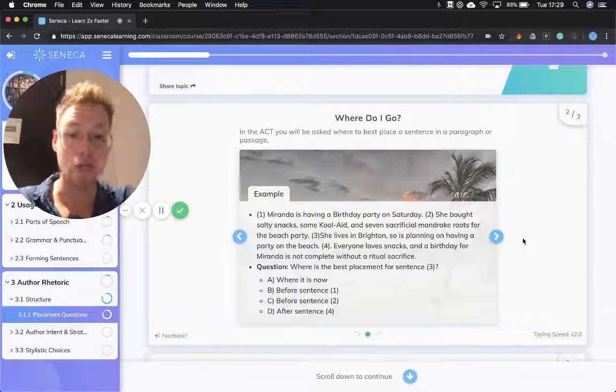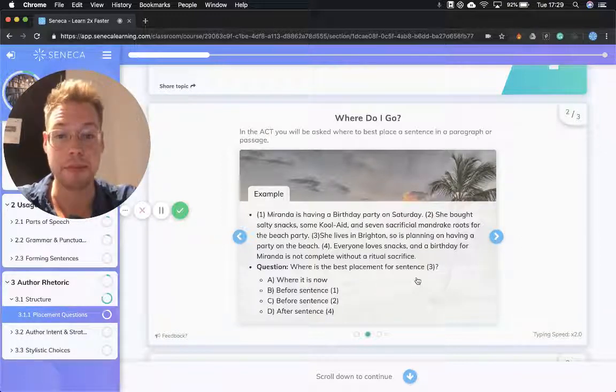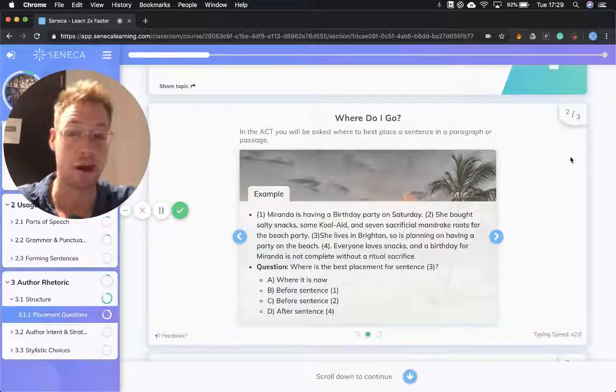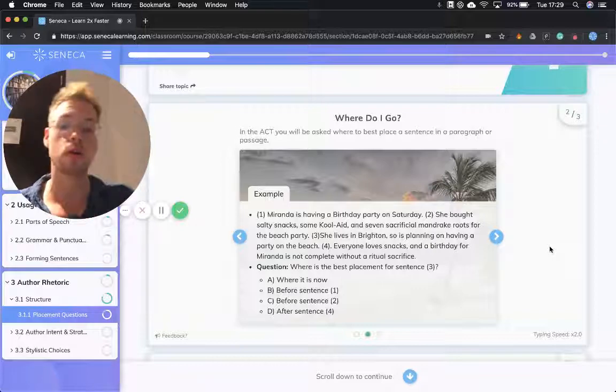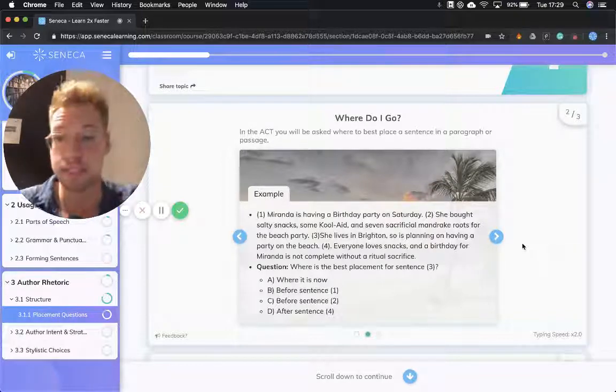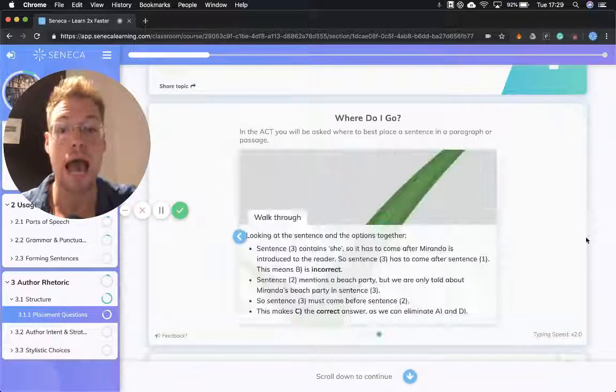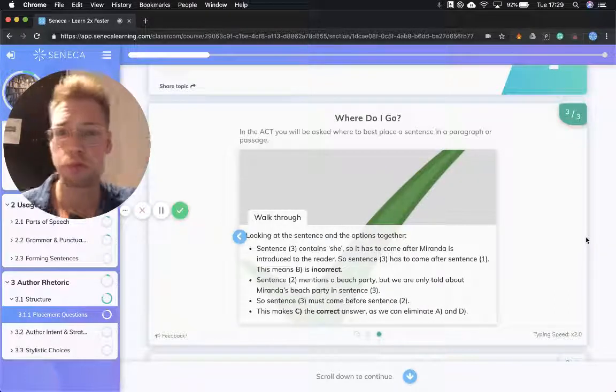And we need to try and place sentence 3, which is "She lives in Brighton, so is planning on having a party on the beach." So the options are always going to be the same. Option A is normally where it is now. Option B is going to be before sentence 1, or before sentence 2, and then after sentence 4. So how are we going to do this? Let me walk you through what I would do.